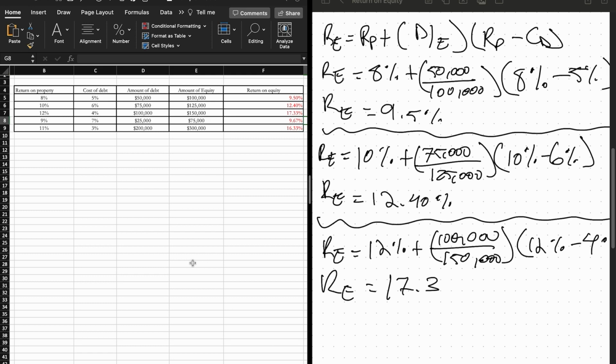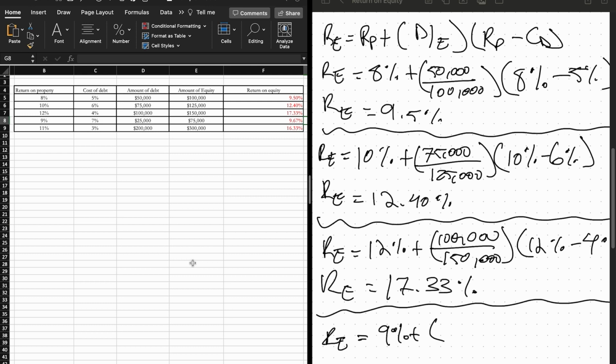Fourth property, we have a return on property of 9% plus $25,000 debt over $75,000 of equity. And then our cost of debt on this one was 7%. The return on equity is 9.67%.